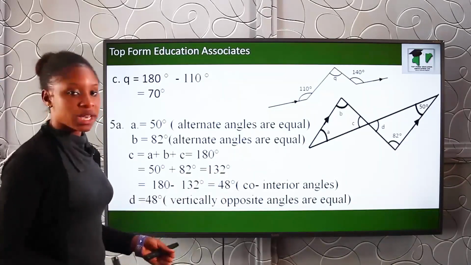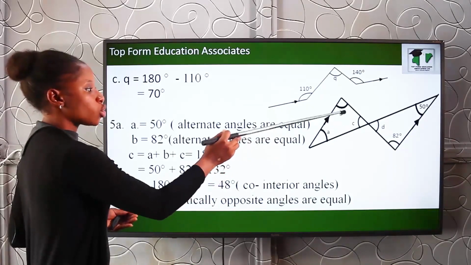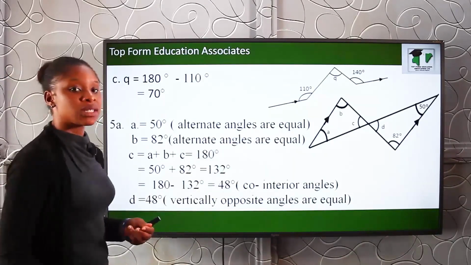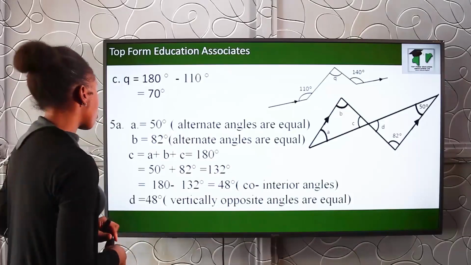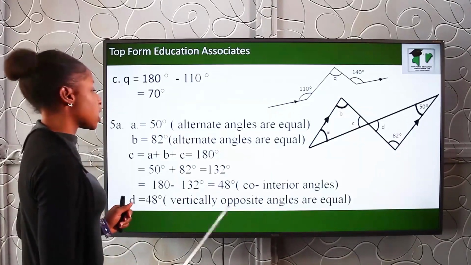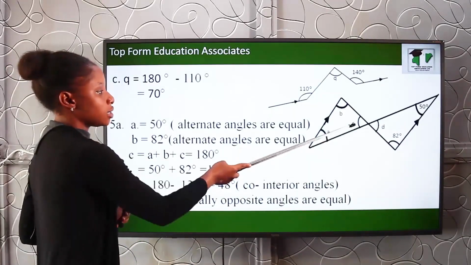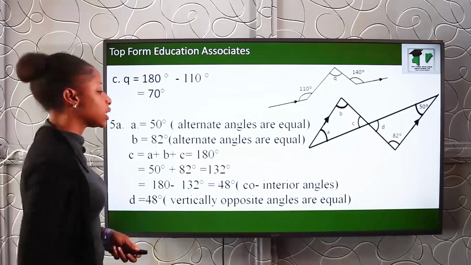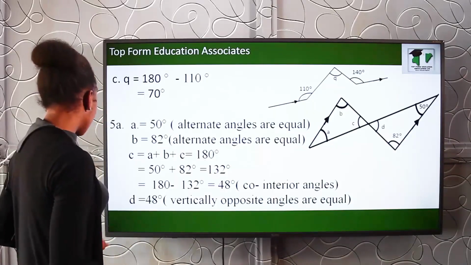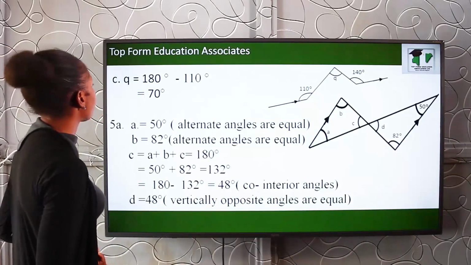Remember, if you want to cross-check, just substitute the value you've gotten into your C and sum it up. If it gives you 180 degrees, you are correct. I hope you got that answer correctly. Now, the value for D is 48 because once we've gotten our C, you know that D and C are equal because they are vertically opposite angles. If you got that correct, please put your hands together for yourself.